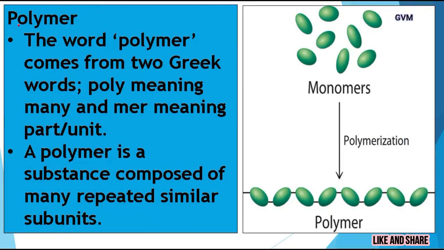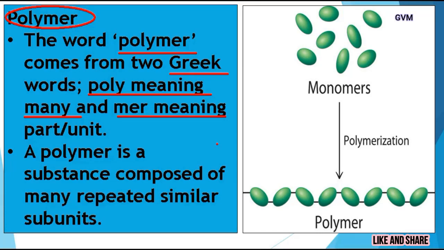Students, as you can see here, the heading polymer. This word polymer basically comes from two Greek words, poly, meaning many, and mer, meaning part. Means the word polymer comes from two Greek words. The first one, poly, means many, and the second one, mer, means unit.